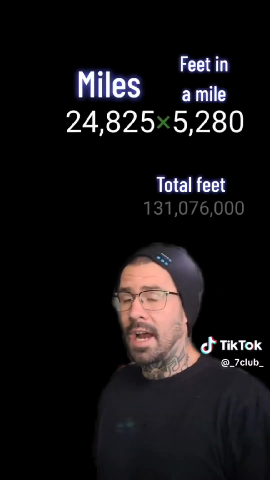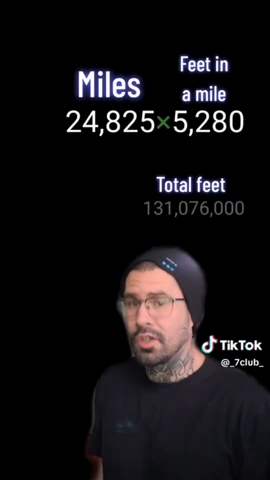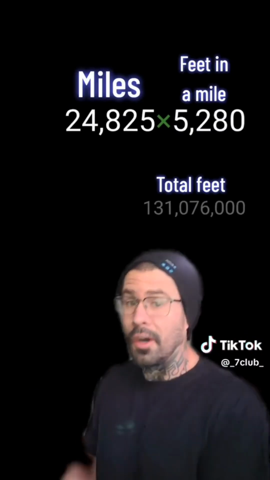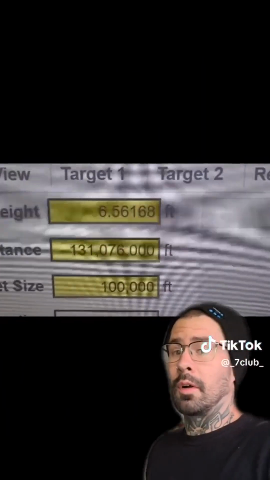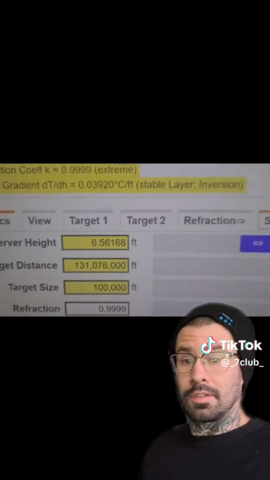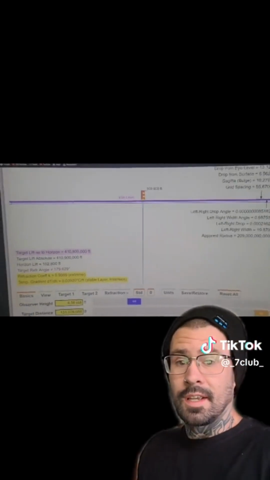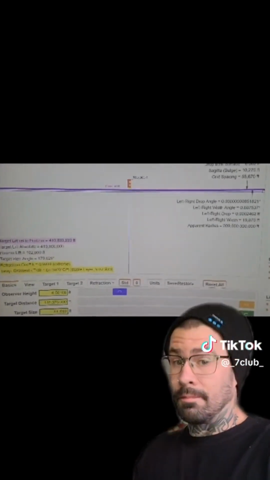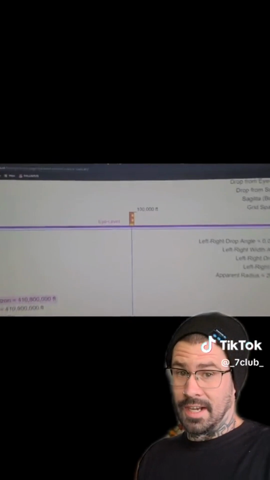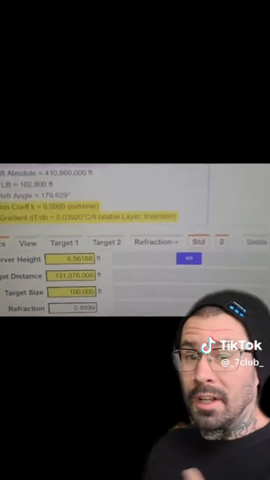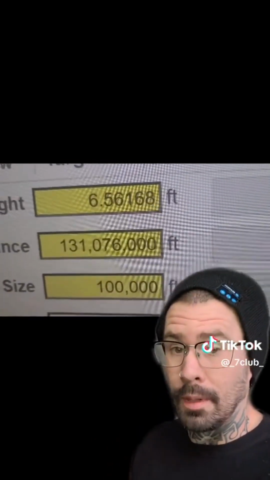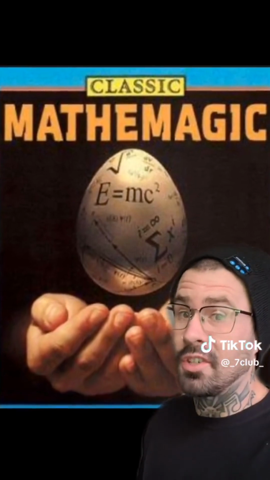So let's take 24,825 times 5,280 and get 131,076,000 feet. So let's put that into our Walter Bislin calculator and put our target size at 100,000 feet, our observer height at normal 6 feet. And looky there, with our mathemagics refraction slider, we were able to bring something into view that is behind us, all the way around the entirety of the globe. Now that is mathemagics for you.